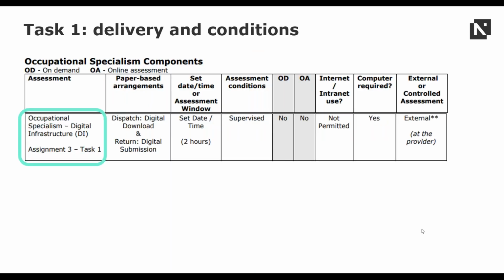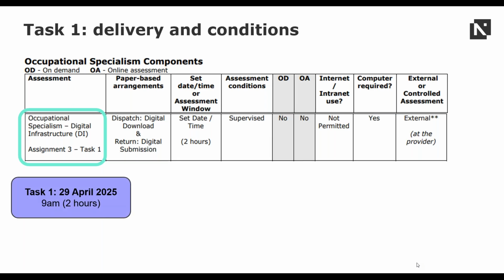Okay, assignment 3 consists of 4 separate tasks that occur on fixed dates and times specified by NCFE, and the dates for each task can be found in the key date schedule. And for the summer 2025 series, the date for task 1 is shown on the screen now.